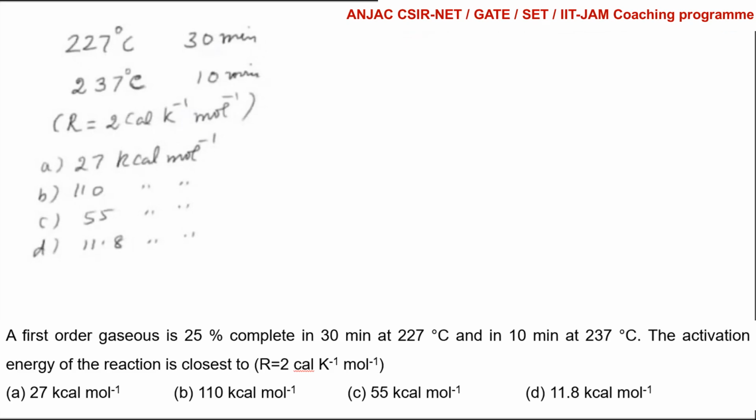Activation energy is asked. Therefore, which type of equation should you have? The Arrhenius rate equation. In the Arrhenius rate equation, which type should be used? We have two different temperatures given, and therefore you should go forward with the integral form. Log of K2 by K1 is equal to EA by 2.3 R into 1 by T1 minus 1 by T2. Here, K1 and K2 are not given at all.